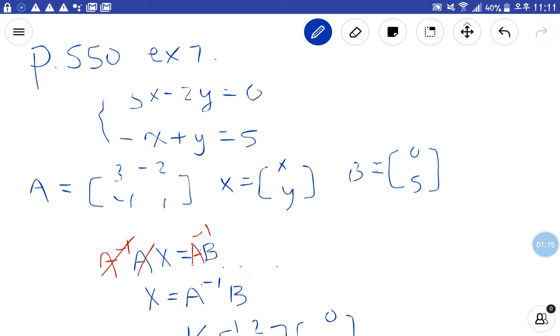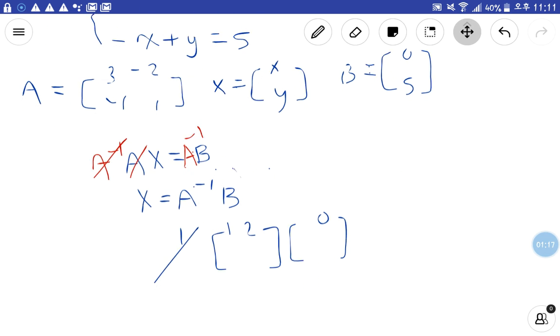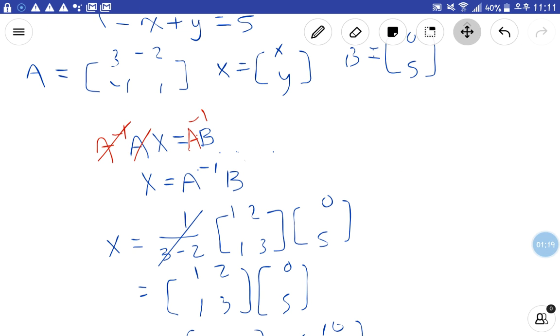But our goal is to find just X. So you are going to multiply the inverse matrix of A on each side. Make sure that you multiply the inverse of A in front of B, because matrices have order. When you multiply matrices, order matters, right? So your X would be the inverse of A times B. So you will find the inverse matrix of A by using the formula.